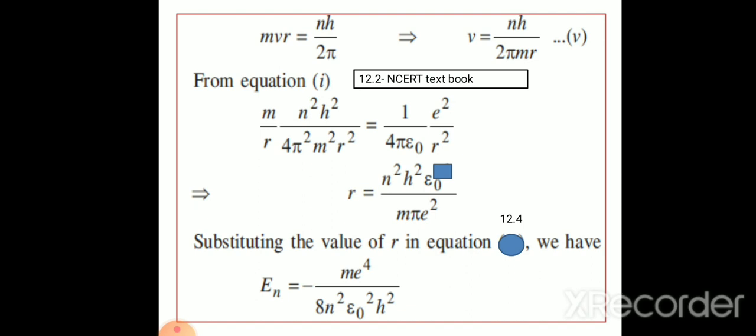Substituting the value of r in equation 12.4 given in NCERT textbook, that is the total energy. We have studied the equation for total energy En. Substituting for r in that equation, we get En is equivalent to minus m e raised to 4 divided by 8 n square epsilon 0 square h square. This is the equation for energy of an electron in the nth orbit.